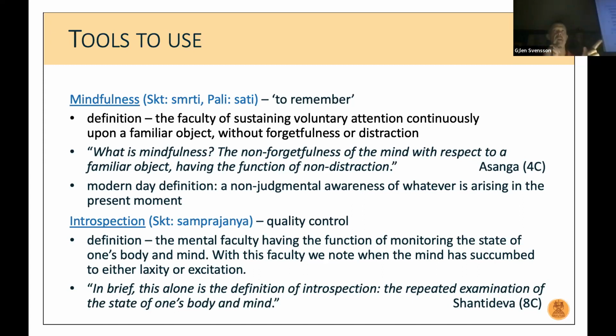So we need to be aware of that distinction, how the word mindfulness, the way it's defined now in modern traditions is not the same. Otherwise, we get confused. So remember here, mindfulness literally means to remember, to be able to hold the object, to not forget it. But then we need a second tool, introspection, in Sanskrit, samprajanya. And this is really quality control. So mindfulness is holding the object, and then introspection is monitoring that mindfulness, meaning how are we going? Are we still holding the object, or are we starting to get agitated or dull?